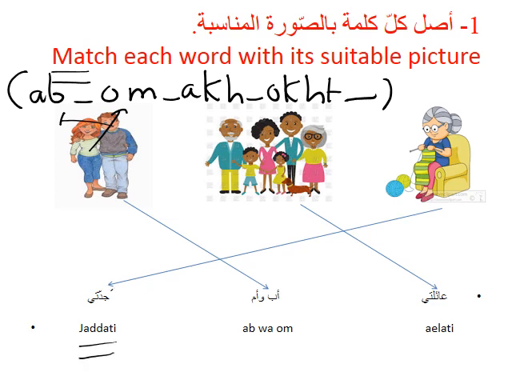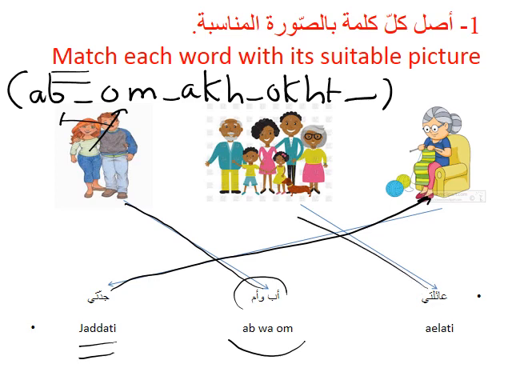جدتي should go with the first picture, which is جدتي. The second one is أب وأم, which is written in the internet language, and above it is its translation in Arabic language. So أب وأم goes to the third picture, which is أب وأم. And the third one, which is عائلتي, above it is عائلتي, goes with the second picture, which is عائلتي or my family.